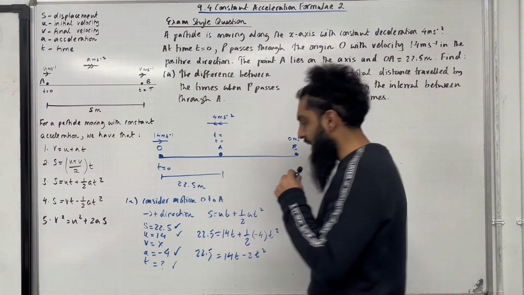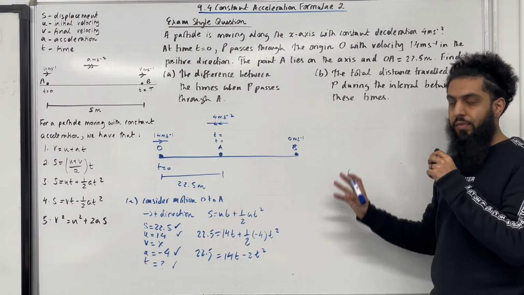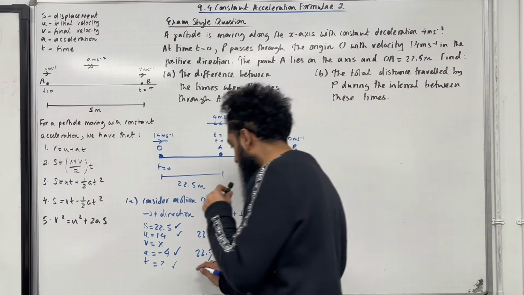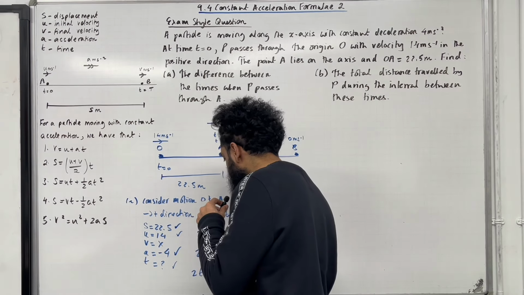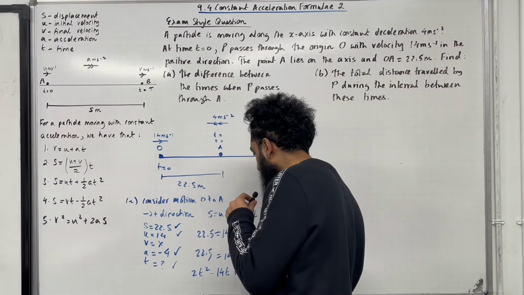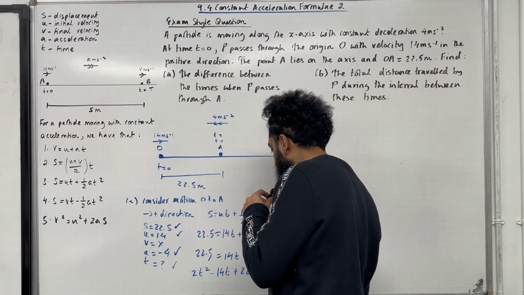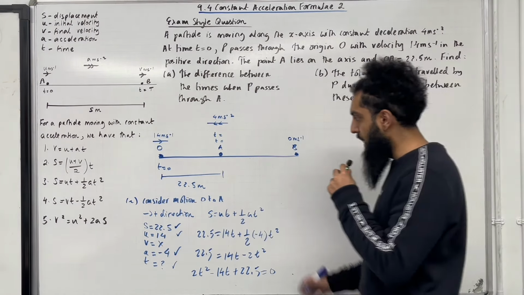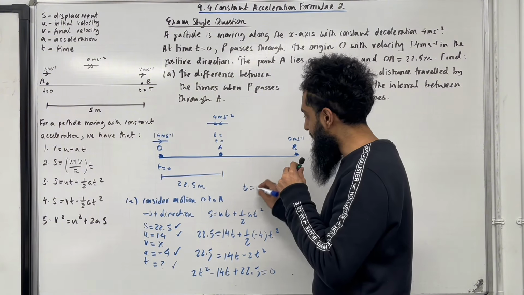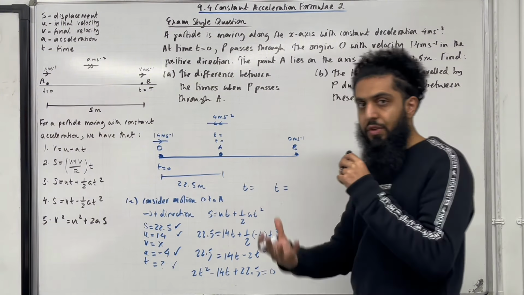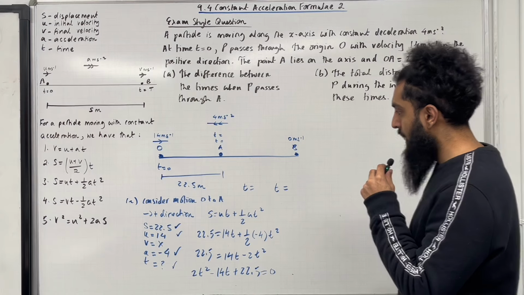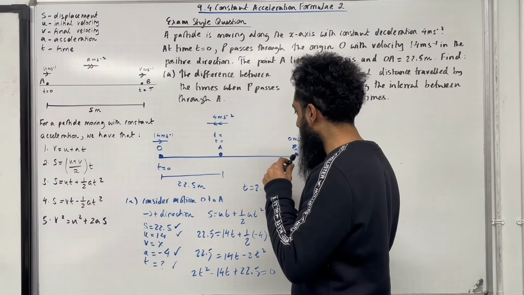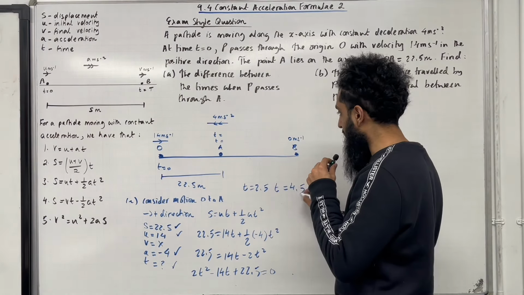And we get a quadratic equation. We can take everything to the left-hand side. So we have 2t squared minus 14t plus 22.5 equals 0. So now I can apply the quadratic formula to work out the two t values. If I use the quadratic formula, I get t equals 2.5, t equals 4.5.